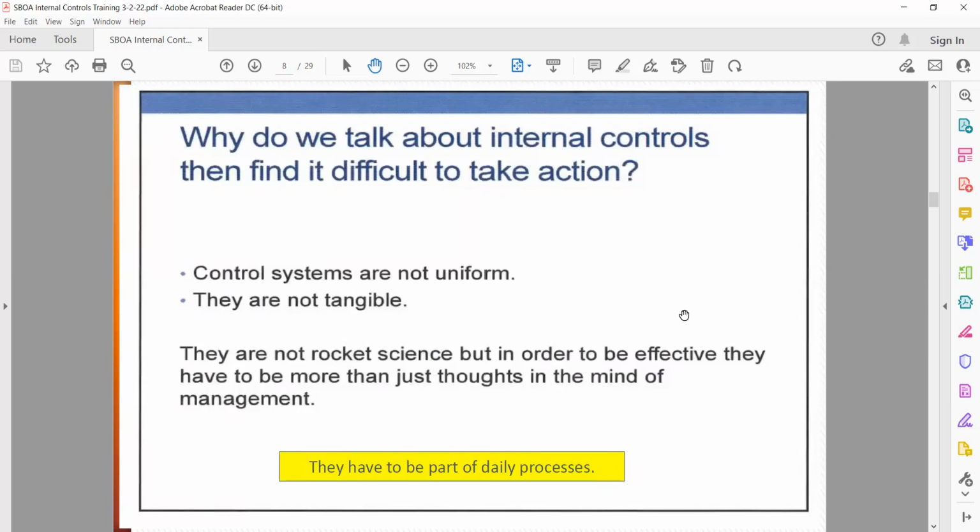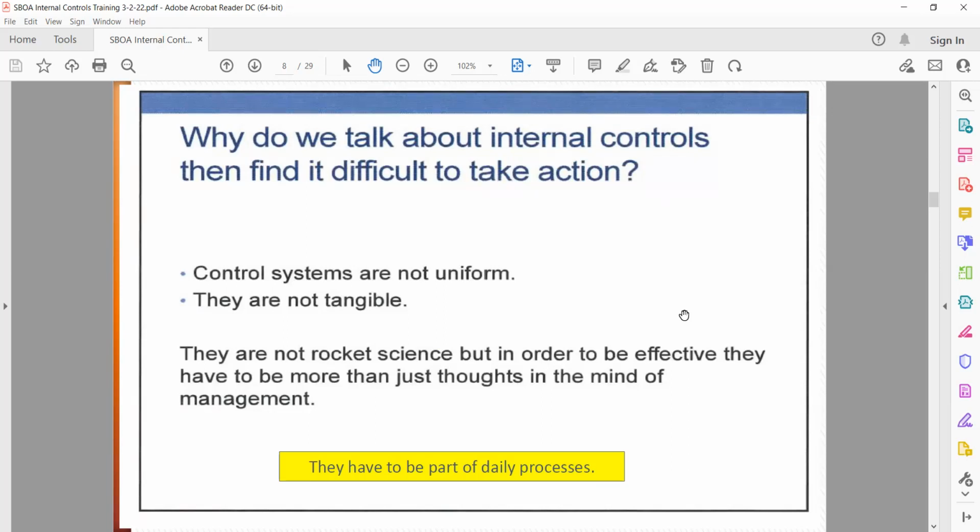Why do we talk about internal controls then find it difficult to take action? Well, controls are not uniform. Although many governmental units are similar in organizational structure, they are different in many ways. Because the type and number of governing bodies, departments, community needs, and staffing vary between entities, the same internal control system cannot be utilized for every unit of government.